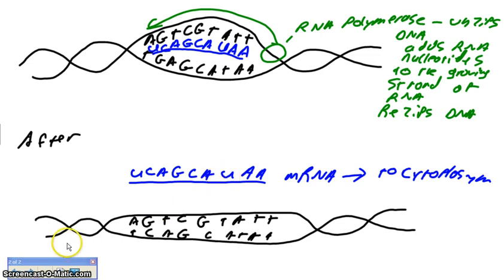Next up, we'll talk about the process of translation, which is the second part of, again, putting the information in DNA to work, using that to control the cell, using that to make workers.